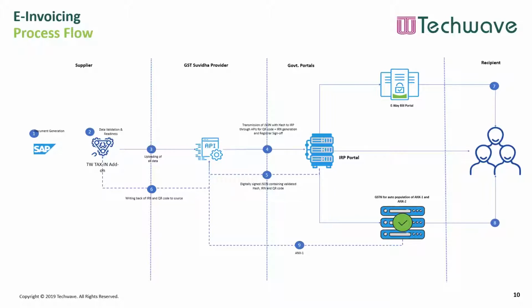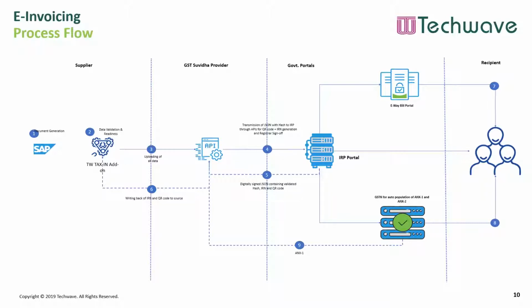Now the data which has been submitted to IRP will be saved on the IRP portal for 24 hours. After 24 hours, it will be pushed to your GSTN portal for Annexure 1 and Annexure 2 update. To the e-way bill portal, it gets updated immediately to generate Part A of the e-way bill, which is basically the invoice data. For Part B of the e-way bill, if you provide the transporter details along with the invoice, Part B of the e-way bill will be generated automatically, or you can update these details of Part B even after generation of the IRN.